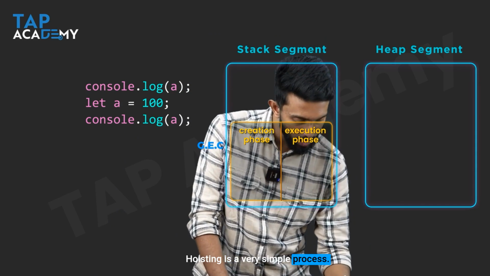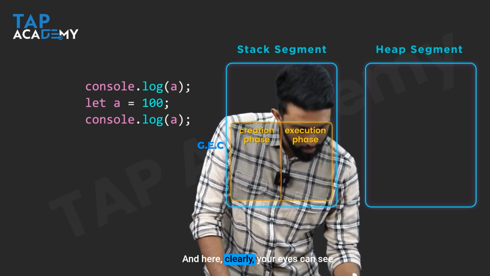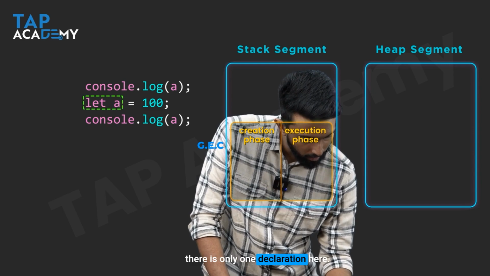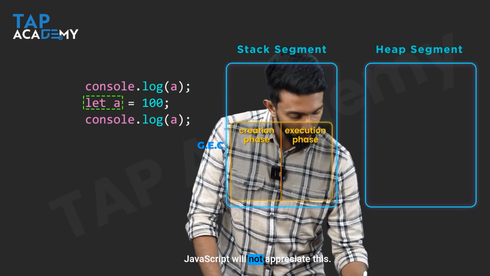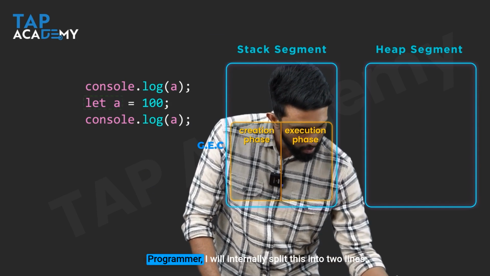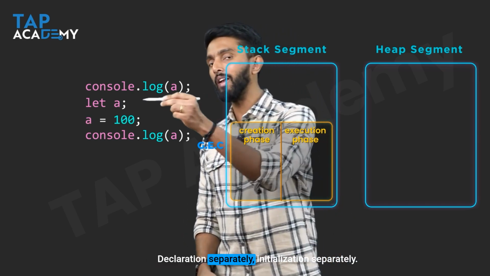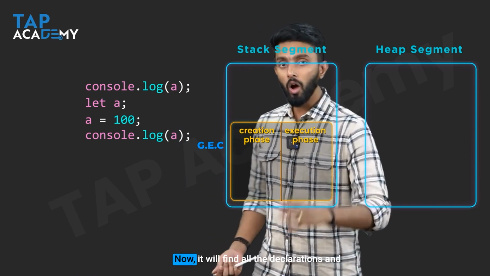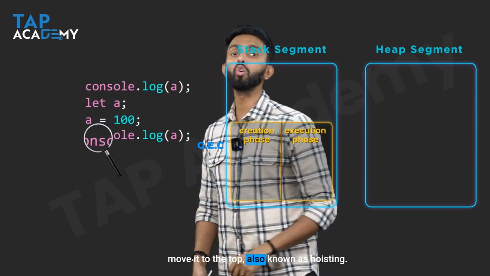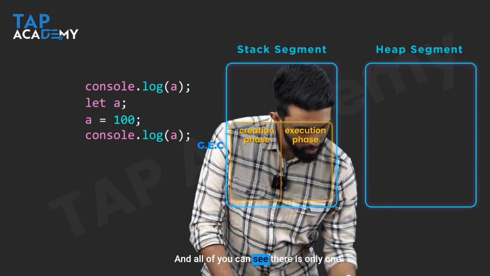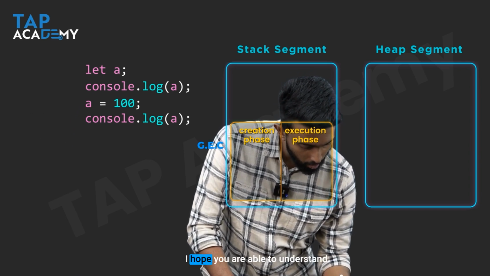Hoisting is a very simple process. JavaScript will go and search for declarations. And here, clearly, your eyes can see there is only one declaration. But you have declared and initialized it in the same line. JavaScript will not appreciate this. So JavaScript will be like, programmer, I will internally split this into two lines: declaration separately, initialization separately. Now, it will find all the declarations and move them to the top, also known as hoisting. And you can see there is only one declaration which is now moved to the top. I hope you're able to understand.